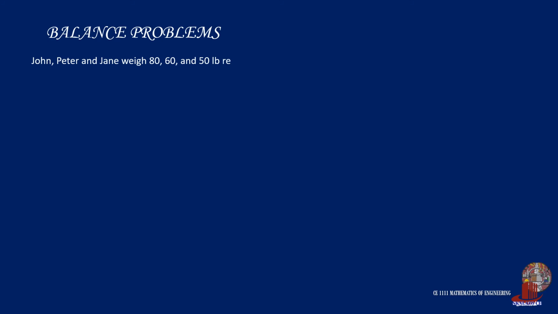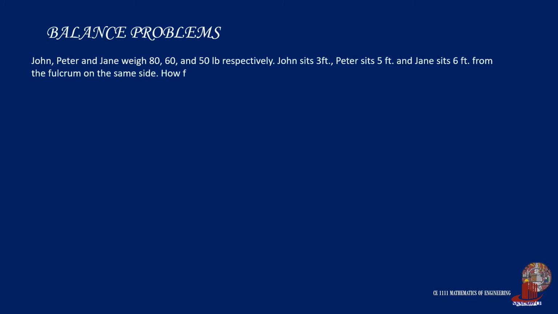The third problem. John, Peter, and Jane weigh 80, 60, and 50 pounds respectively. John sits 3 feet, Peter sits 5 feet, and Jane sits 6 feet from the fulcrum on the same side. How far must their 200-pound father sit from the fulcrum in order to balance them?